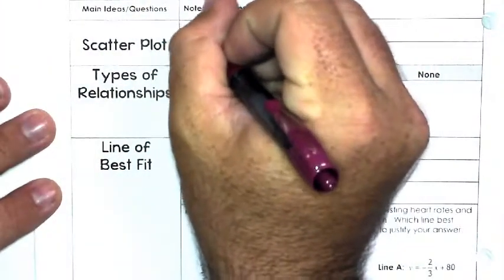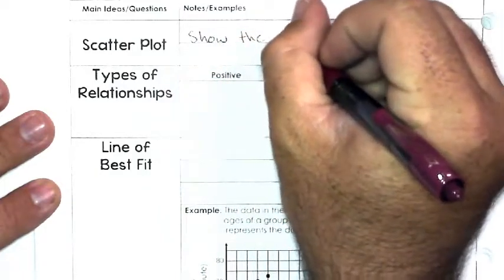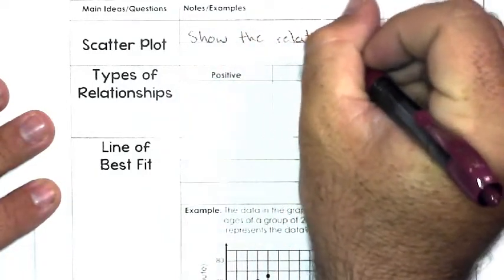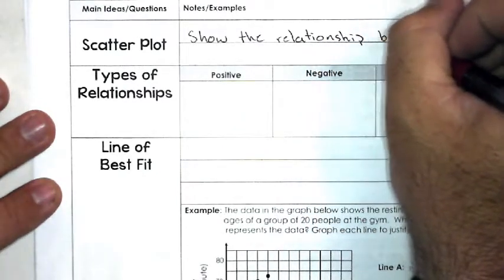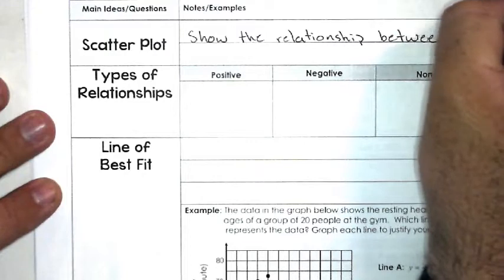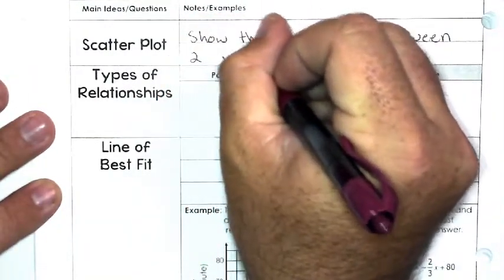So scatter plots show the relationship between two variables.